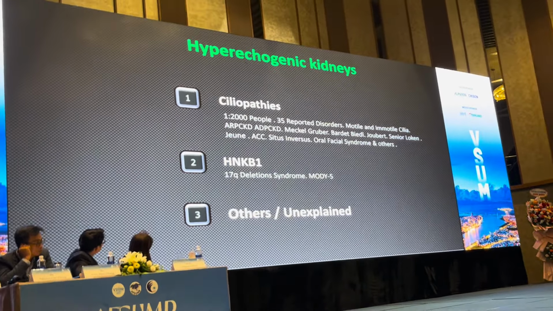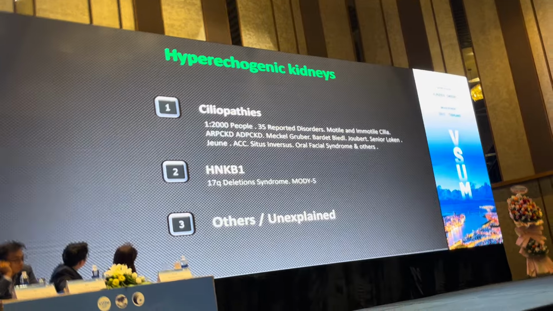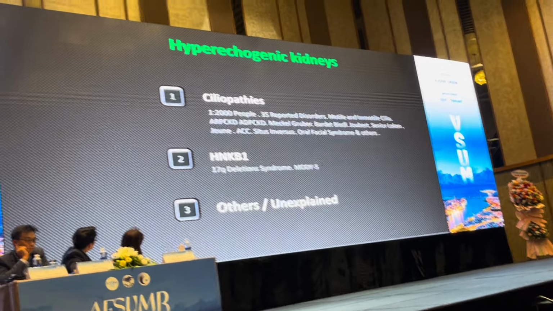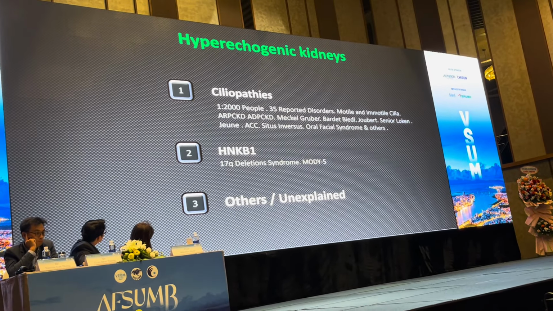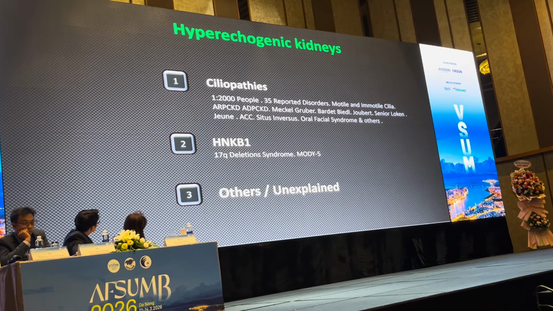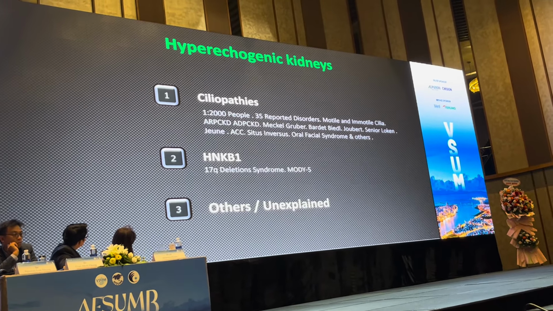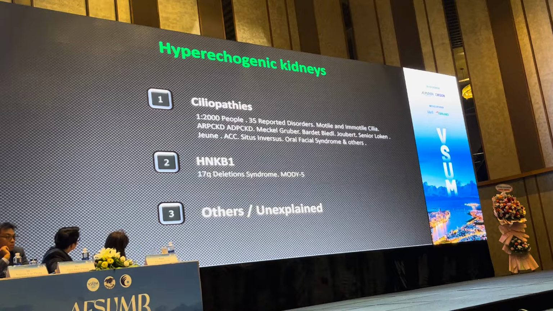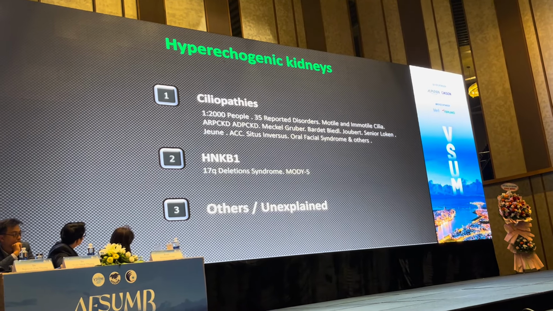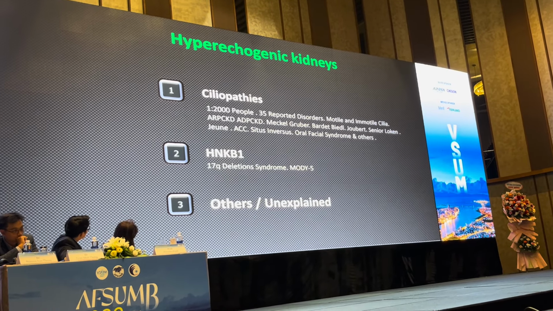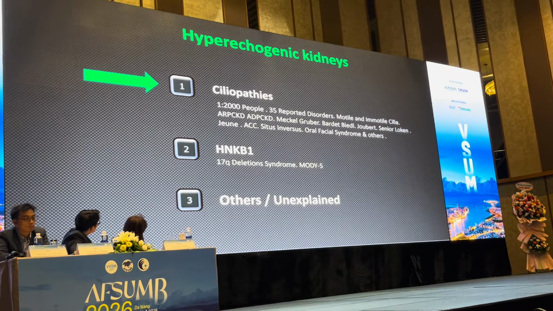The last group I'm going to present to you are hyperechogenic kidneys for all the other reasons, of which I will talk about the ciliopathies. I've already talked about the ciliopathies related to adult and infantile, because both of those are part of the ciliopathies. I now want to talk about the other ciliopathies that can cause hyperechogenic kidneys.